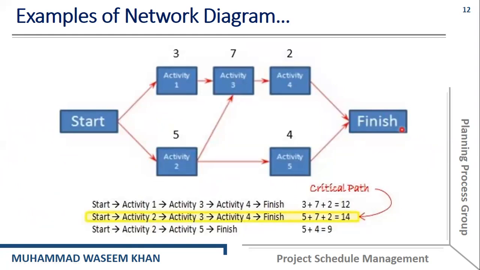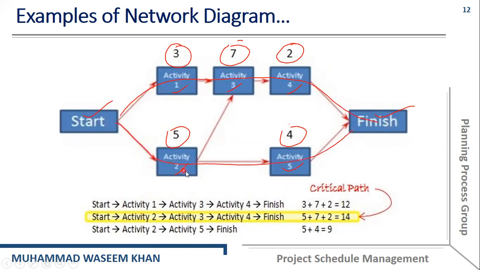Now this is another example, a very simple example, and it shows that if you have three different paths, for example, in this particular example, this is the start and this is the finish of this project, and these are the 5 activities. Each activity has a duration: for activity 1 the duration is 3, for activity 2 it is 5, for activity 3 it is 7, for activity 4 it is 2, and for activity 5 it is 4. Now we have three paths. The first path is this one, the second path is this one, and this is the third path. So we have three paths.